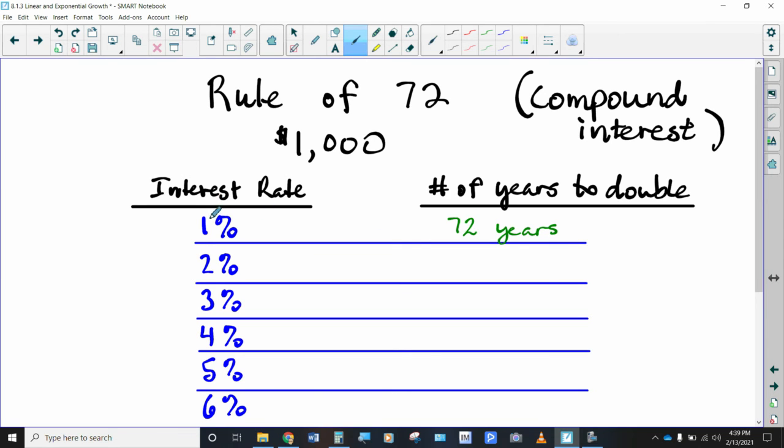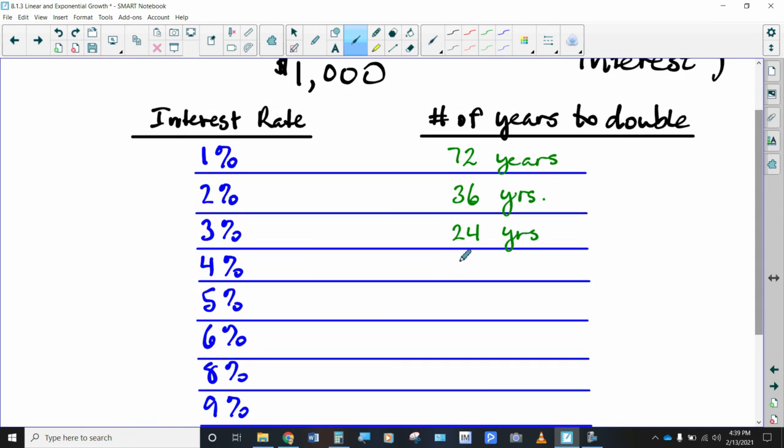1% is a horrible interest rate. Just saying. If you put it into an account that pays you 2%, it'll take 36 years before it doubles. 3% will double in 24 years. 4% will take 18 years before it doubles. I'm going to skip the 5 for a second. 6% is going to take 12 years before it doubles.